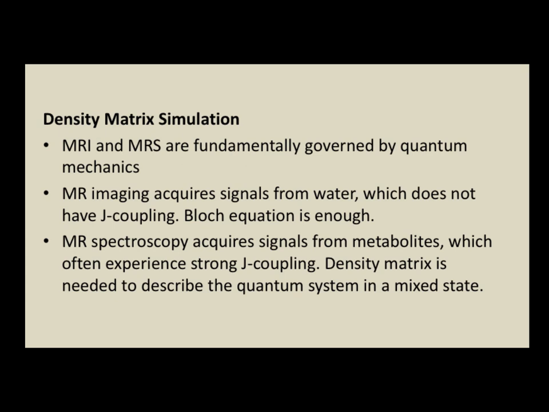So MRI and MRS are fundamentally governed by quantum mechanics. MR imaging only acquires signals from water, so the Bloch equation is enough. MR spectroscopy acquires signals from metabolites which have J-coupling, so the density matrix is needed to describe the quantum system in a mixed state.